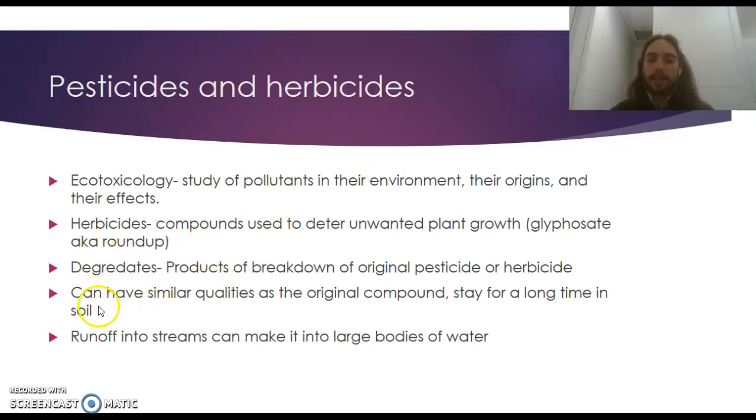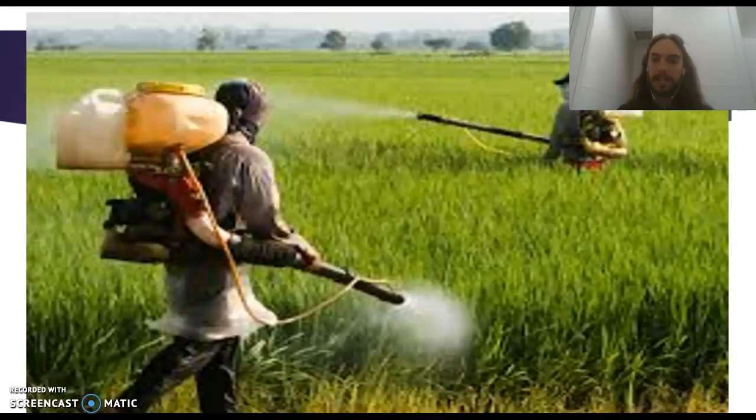And then degradates can have similar qualities as the original compound, and they can stay for a long time in soil, especially when we're tilling it the way that we do. So what's going to happen then is we're going to get runoff into streams that can eventually make it into large bodies of water. And it's always going to happen. If you put something in a stream, it will end up in a large body of water. That stream goes somewhere 100% of the time. It just might take a while.